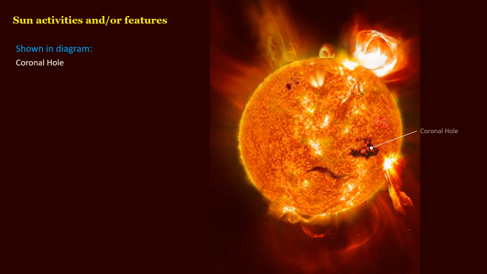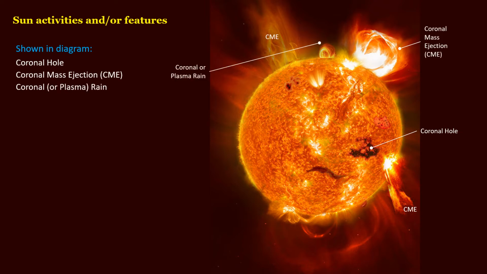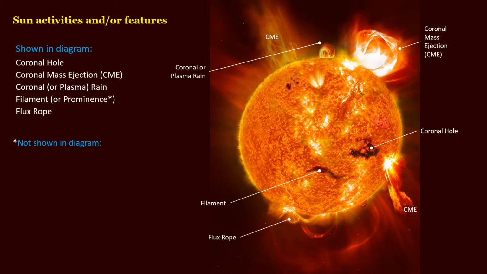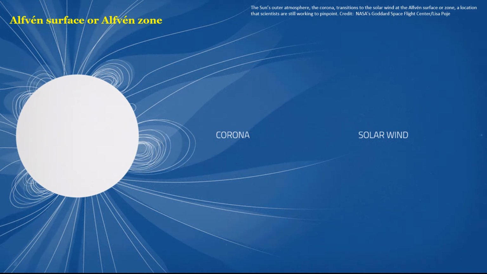Coronal hole. Coronal mass ejection or CME. Coronal or plasma rain. Filament or prominence. Flux rope. Not shown in diagram. Alfvén surface or zone.